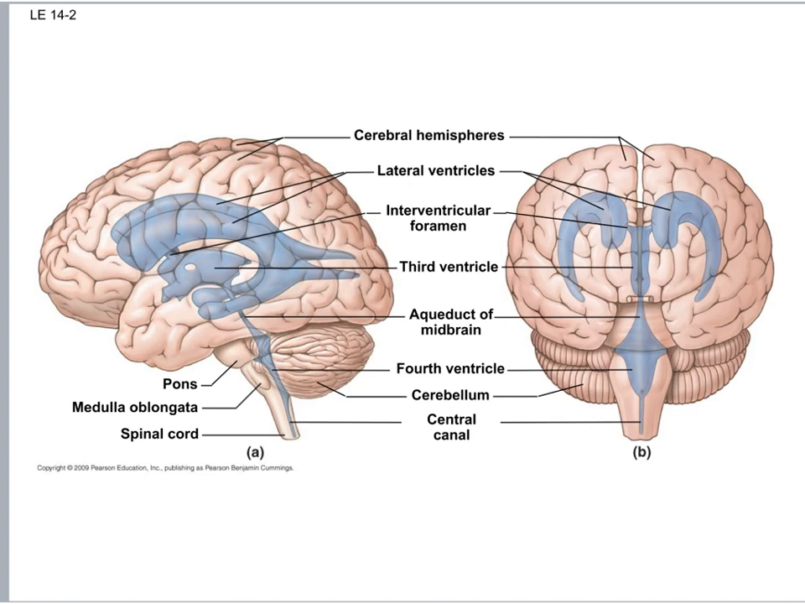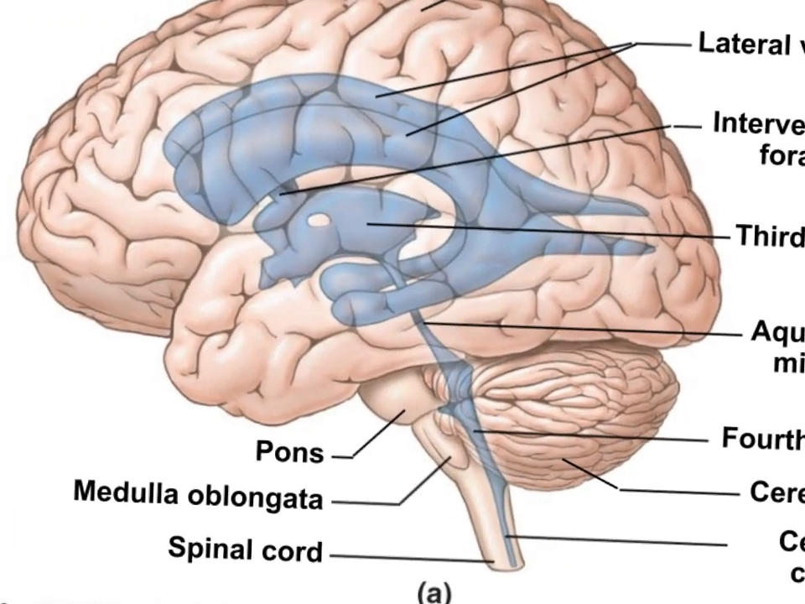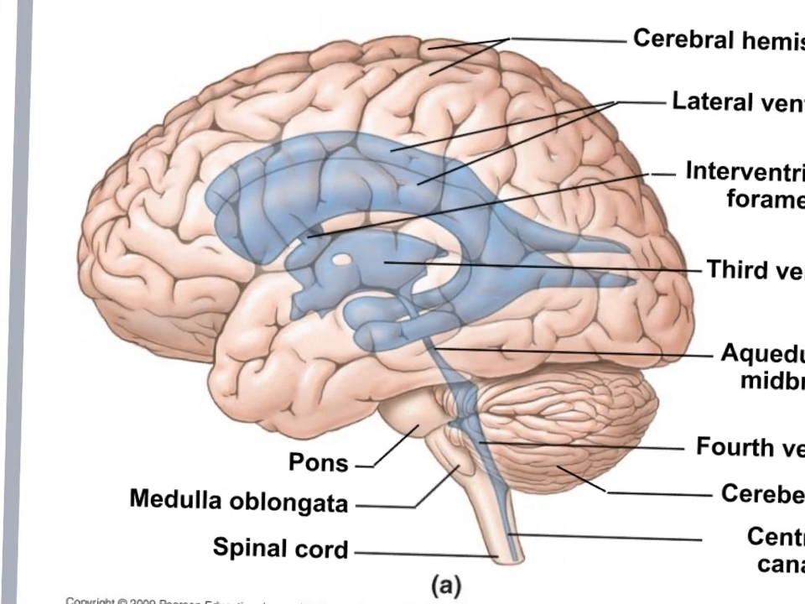Now, I just want to review quickly. We have these ventricles. The ventricles are these open cavities inside the brain. We have the lateral ventricles that are in the right and the left cerebral hemispheres. We have the third ventricle, which surrounds the thalamus or the diencephalon. And then we have the fourth ventricle, that's in between the pons and the cerebellum, right?